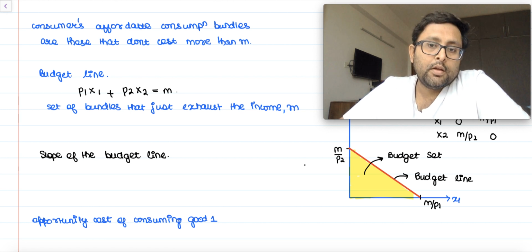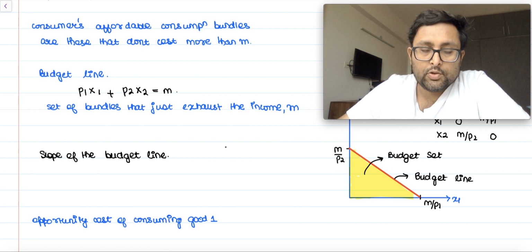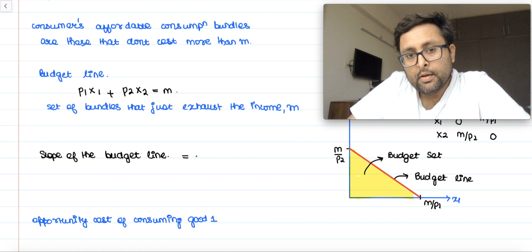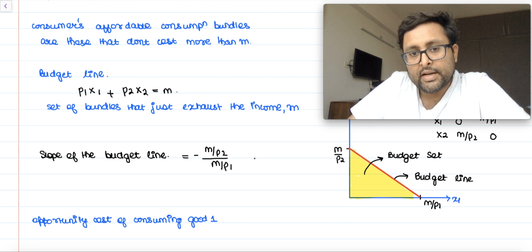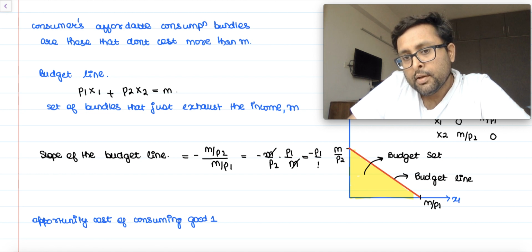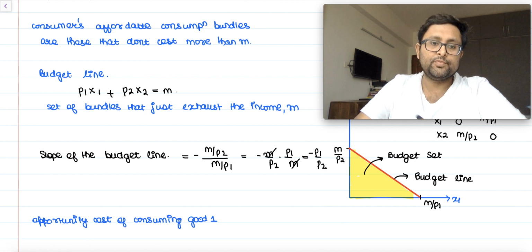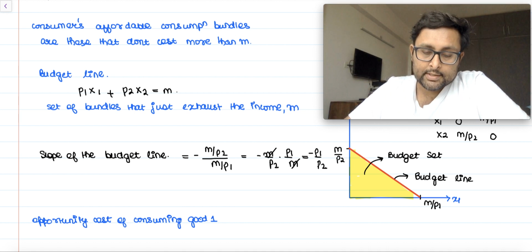Right? How do you get the slope of the budget line? Slope of the budget line is the coefficient of the y-axis upon the coefficient of the x-axis. So what will that slope be? Your M by P2 upon M by P1 with a minus sign. So it is minus M by P2 into P1 by M. So this M and M will get cancelled out. This will be minus P1 by P2. So that is what the slope of the budget line is.